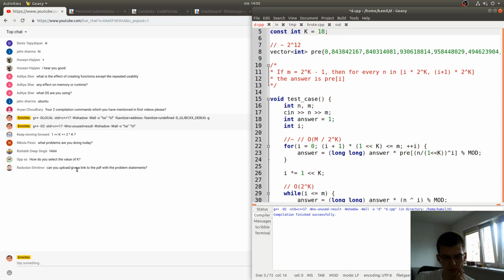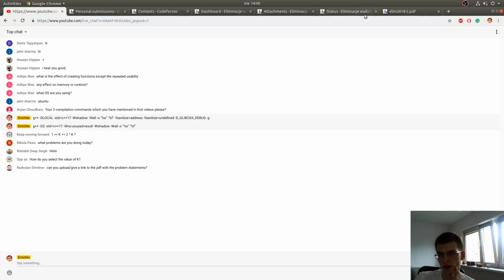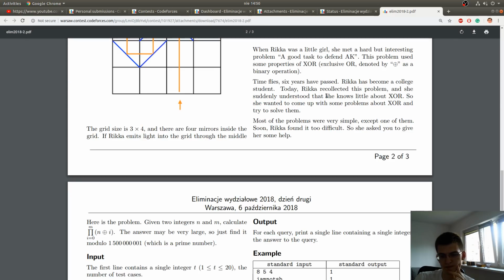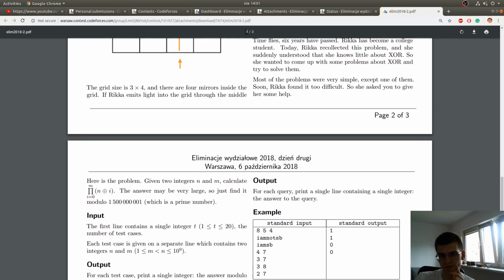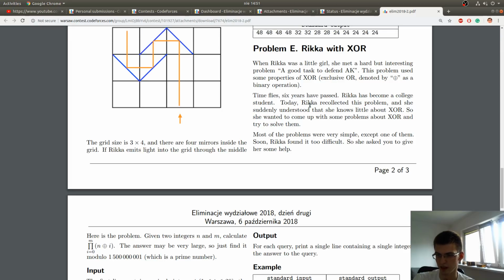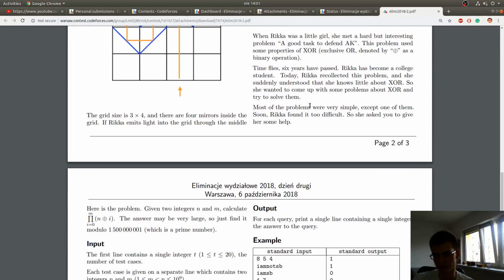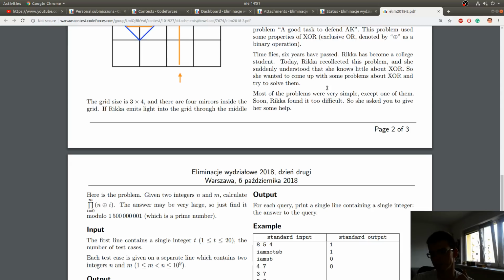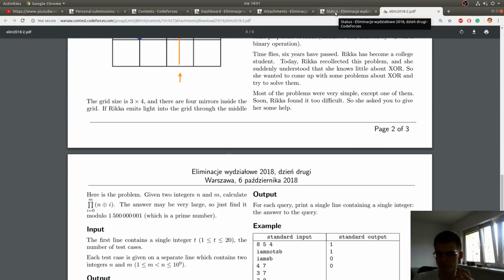Can you give a link to the PDF with the problem statements? I don't know if I'm supposed to. It's a private contest, so I'm not forbidden to show problems, but I'm not sure about, for example, sharing the exact PDF with other problems.